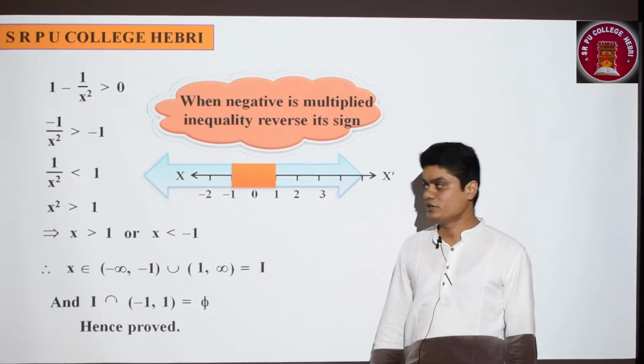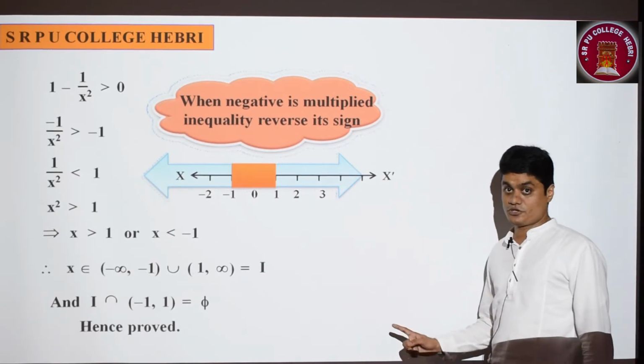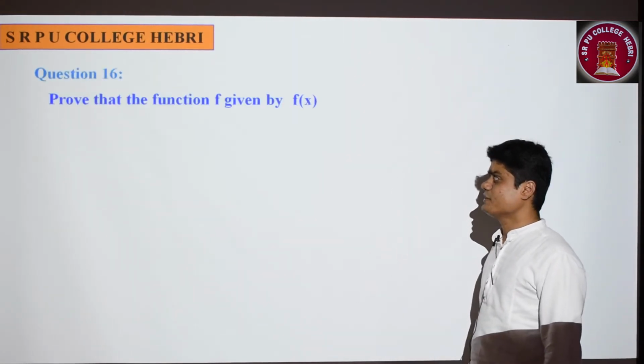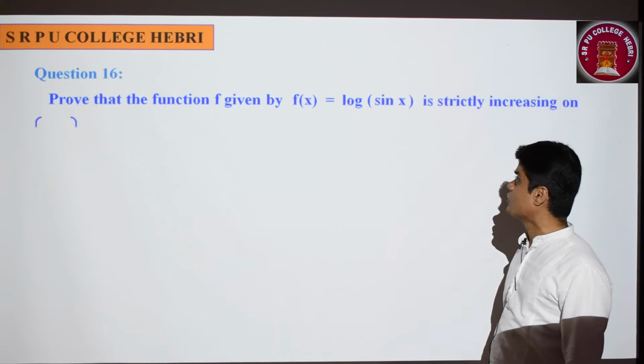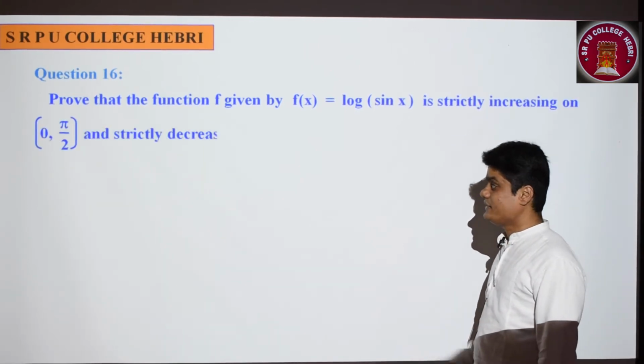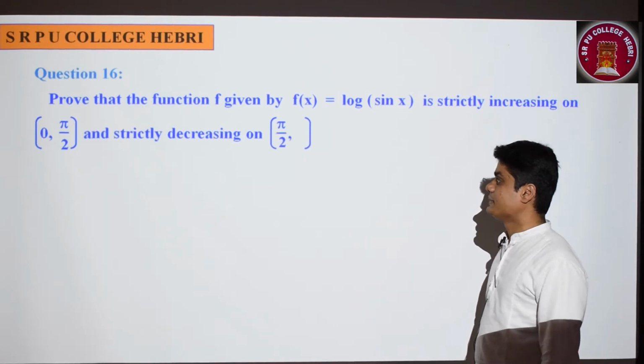I hope you understood. Very good. So I'm moving to the next question. Okay, the next question is as follows. Prove that the function f given by f of x is equal to log of sin x is strictly increasing on 0 to pi by 2 and strictly decreasing on pi by 2 to pi.